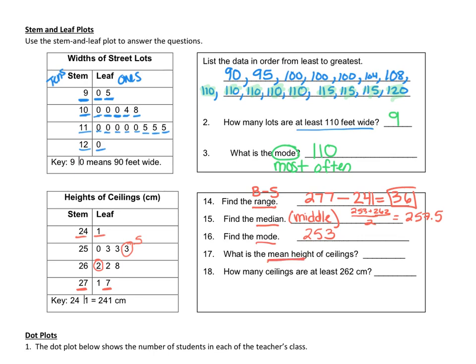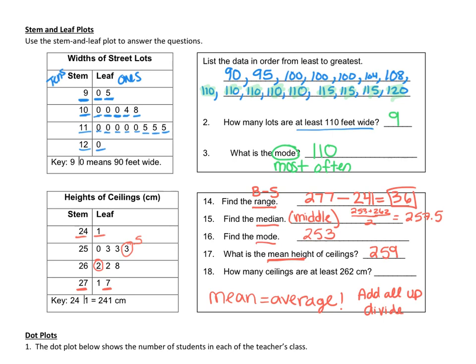All right, the mean. The mean is our average. So the mean height of the ceiling. That means I have to add them all up and then divide by how many there are. So there's 1, 2, 3, 4, 5, 6, 7, 8, 9, 10. So there's 10 total. So basically I got to add all these together. When I add them all together and then I divide by 10, I'm going to get 259. 259 is my mean.